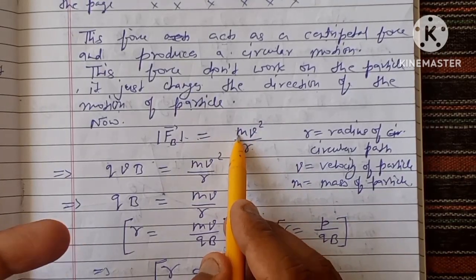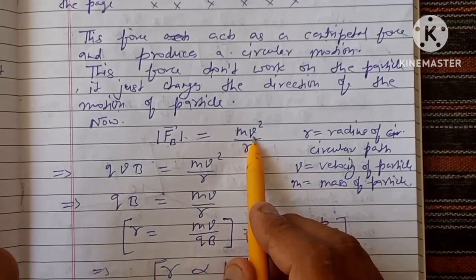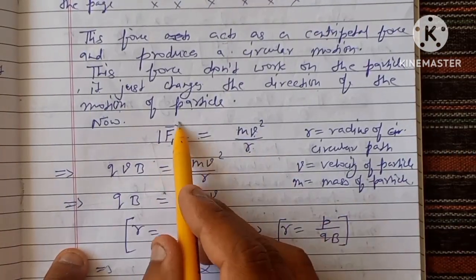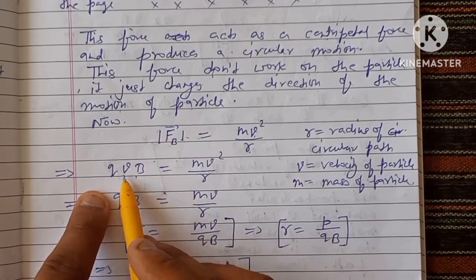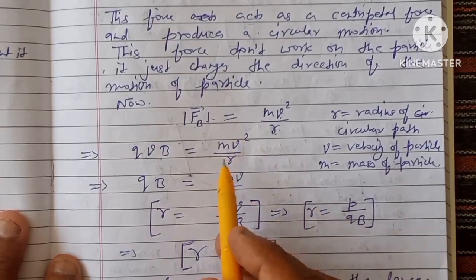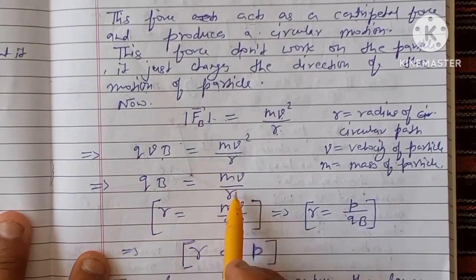where m is the mass of the particle, v is the velocity of the particle, r is the radius of the circular path. So this force we have already calculated, that is qvB. So qvB is equal to mv squared divided by r. Here v and v get cancelled out and I get qB is equal to mv divided by r.